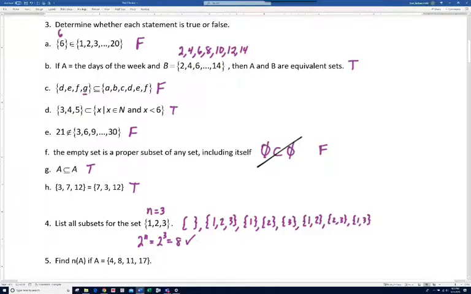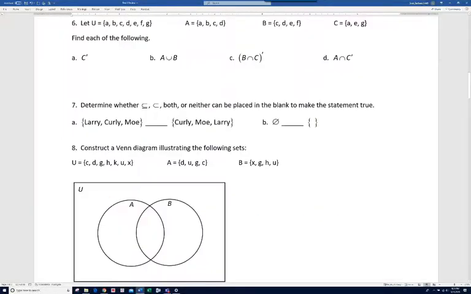All right, let's move on to number 5. Number 5 is a really easy problem if you just know the notation. It says find the cardinal number of set A if A is the set with 4, 8, 11, and 17 in it. Well, the cardinal number of set A is just the number of elements in set A. There are only 4 elements here, so the cardinal number of set A is 4.